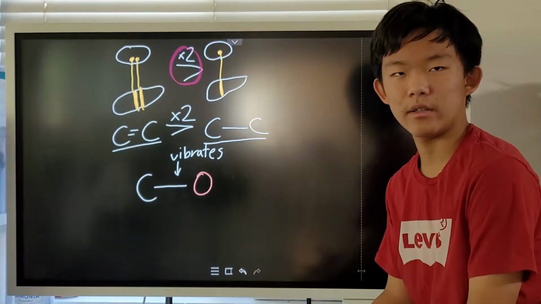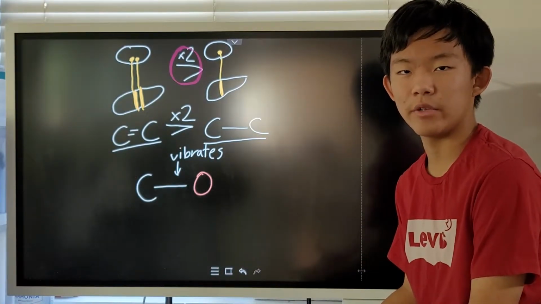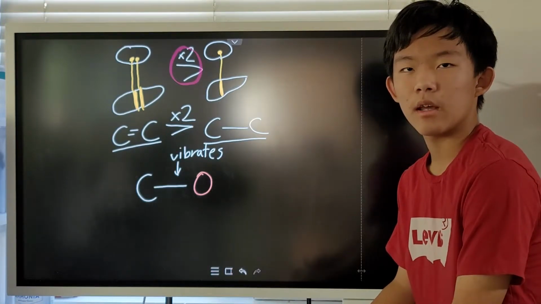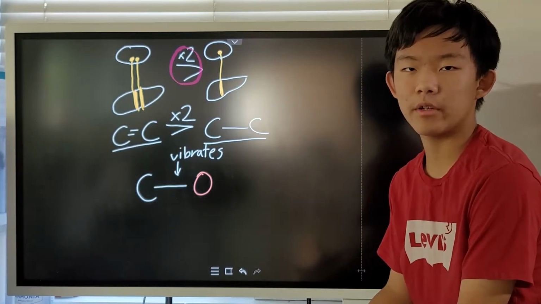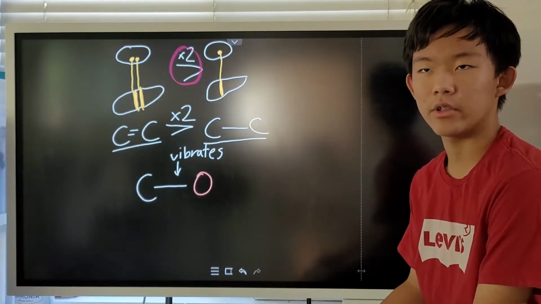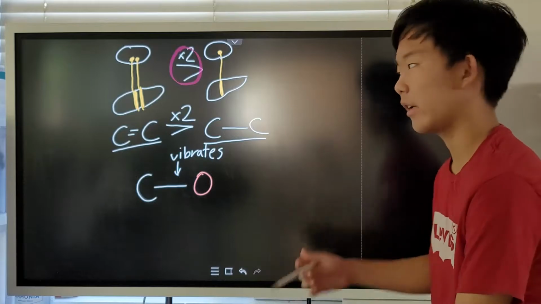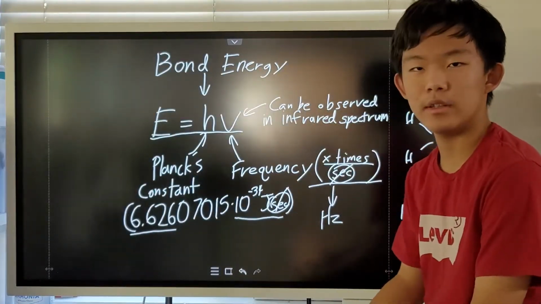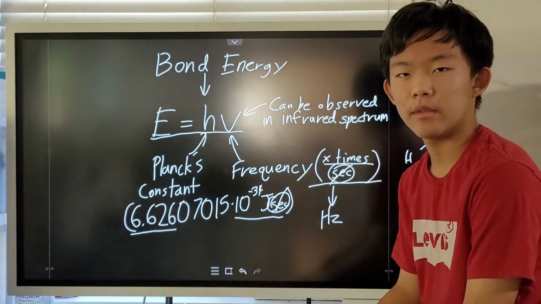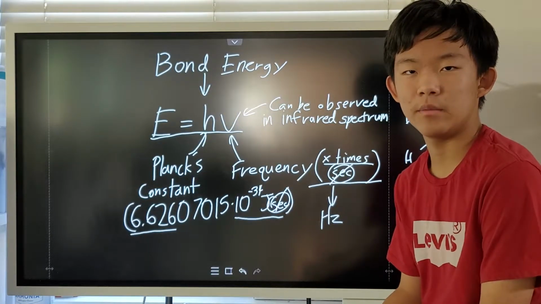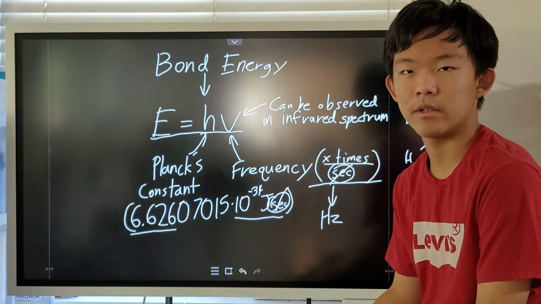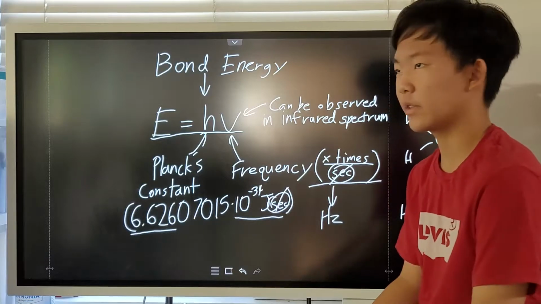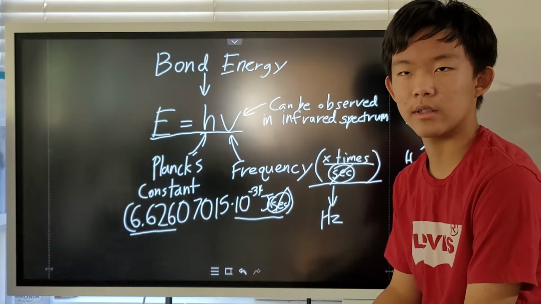But here's the thing, because the atoms are vibrating, the bonds are vibrating as well. However, these vibrations are also very closely related to bond energy, also referred to as bond strength. The bond energy formula is E equals h times v. E is obviously bond energy, where E is for energy. The h is a fundamental constant in physics and chemistry called Planck's constant.